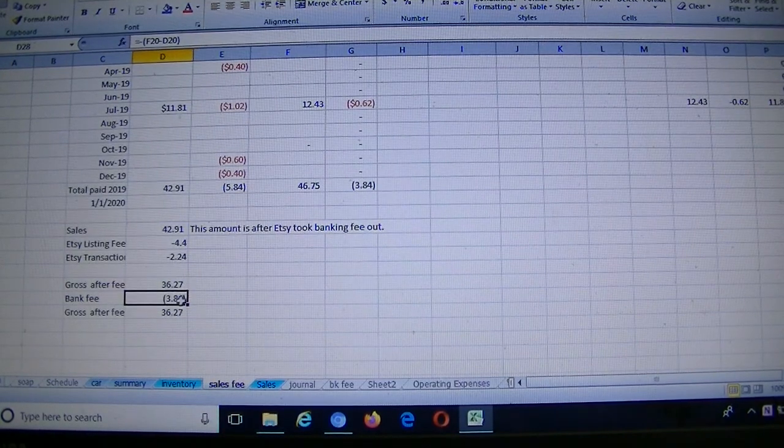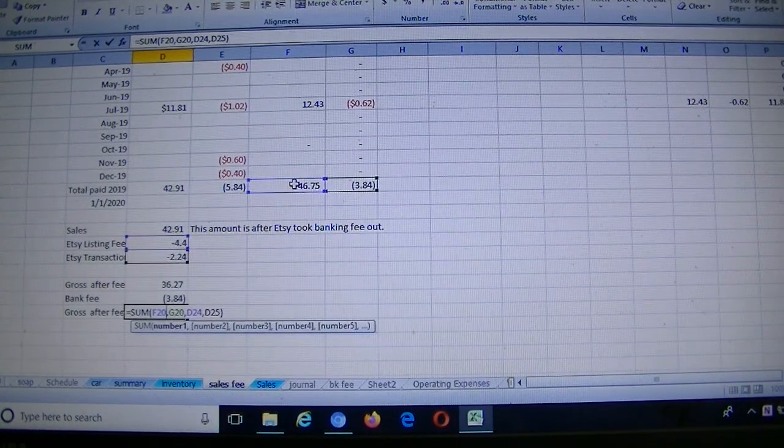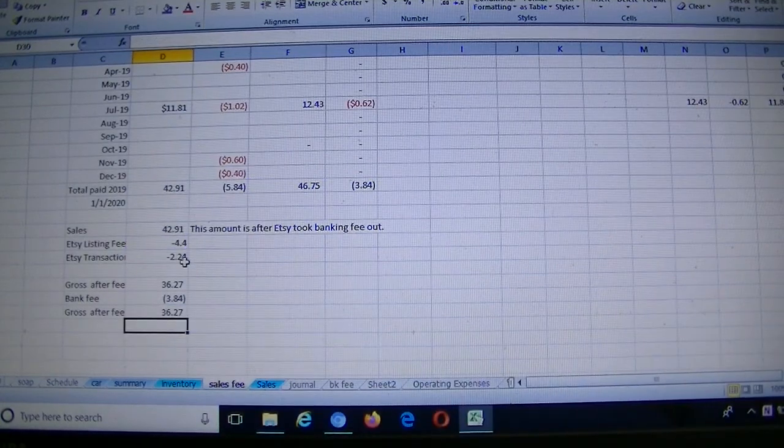Etsy fees. And this is the bank fee, which is this one here, and the gross after fee is just a way of double checking my numbers. It is the gross that the client paid minus the bank fee minus what Etsy charged me, and it gave me that same number here. So that's how I calculate the gross paid by the clients, the fees that I paid, and the net.